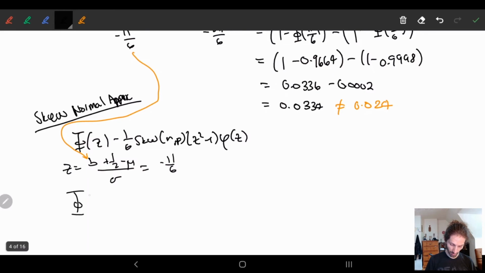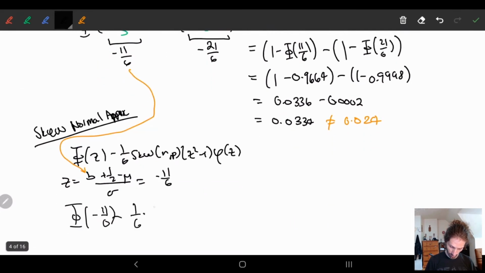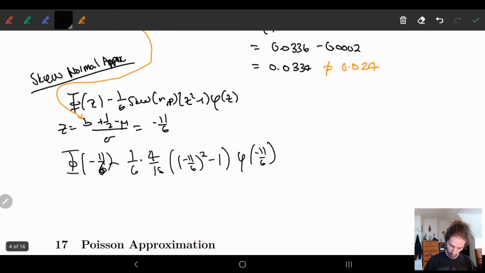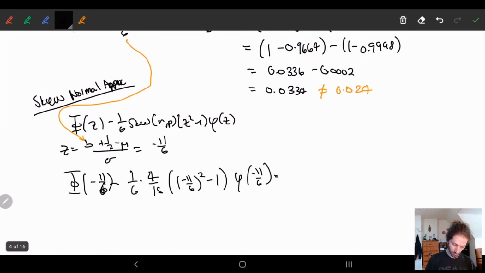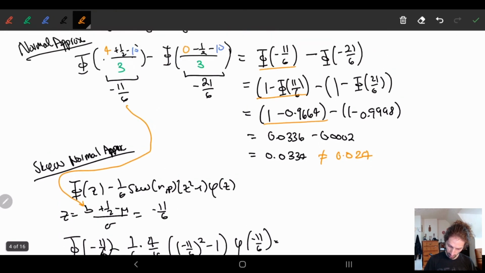So let's plug this in. We get phi of minus 11/6 minus, well, we take 1/6. We already know skew as well, right? We already calculated skew. This is 4/15. So here we can do 4/15 for skew times 1/6. Then we're going to do z squared minus 1. So here we have minus 11 over 6 squared minus 1. And then we need to calculate phi of minus 11 over 6. Okay? So let's see what we have. I'm running out of room, so we're going to have to do this short. This little part here we also calculated in the last one.